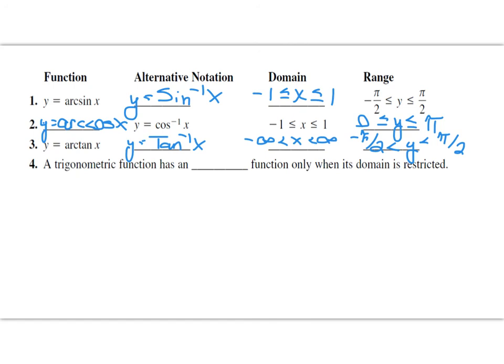And a trigonometric function has an inverse function only when its domain is restricted, because we had to restrict it so that the horizontal line test would pass. And you guys are done.